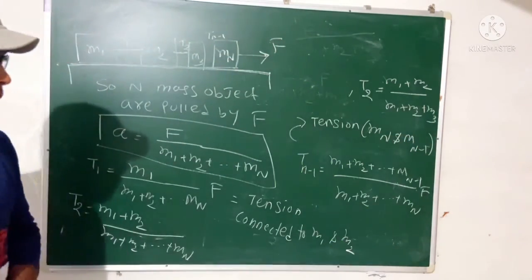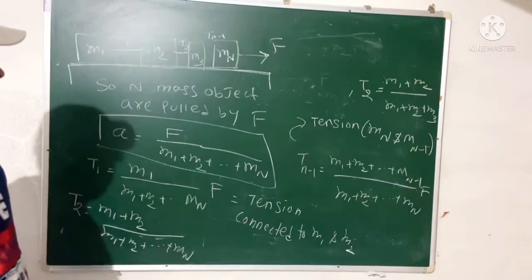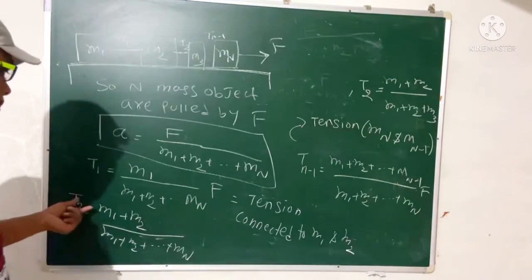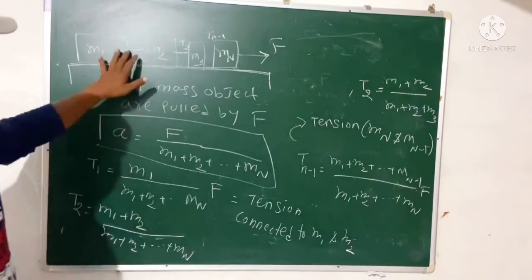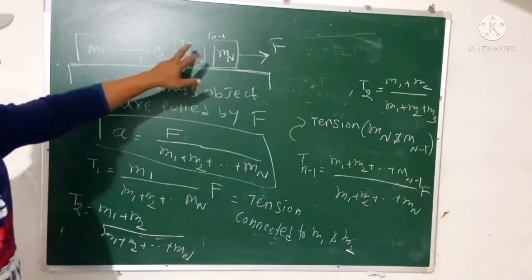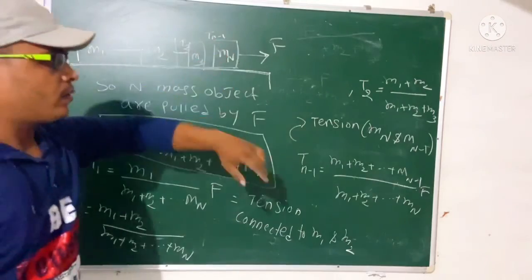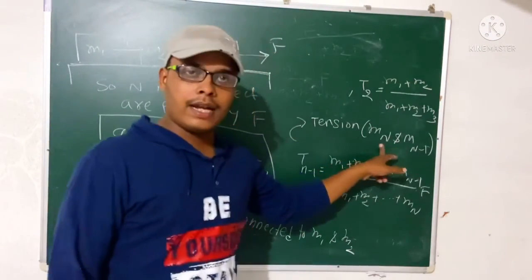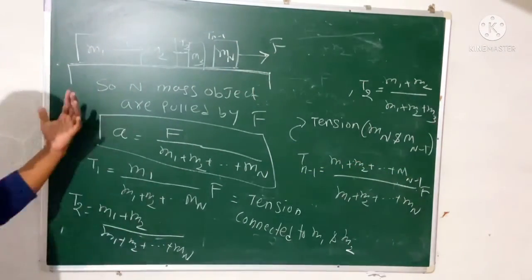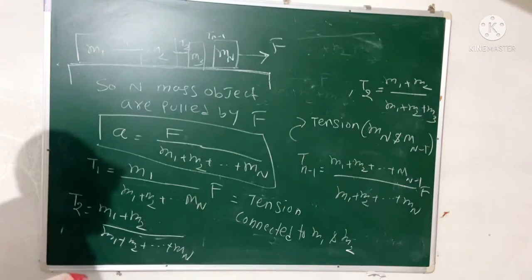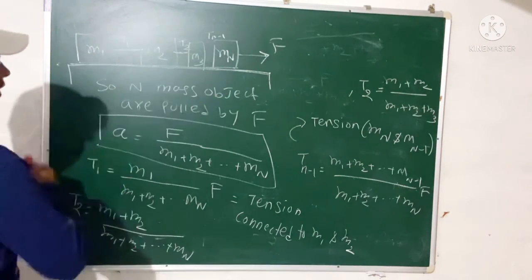Okay. So remember, the acceleration is the same, but the tensions are different. T1 is connected to M1, M2. T2 is connected to M2, M3. And Tn minus 1 is connected to Mn minus 1 and Mn. So this is the acceleration and tension if n objects are connected through different strings. Right? Okay.